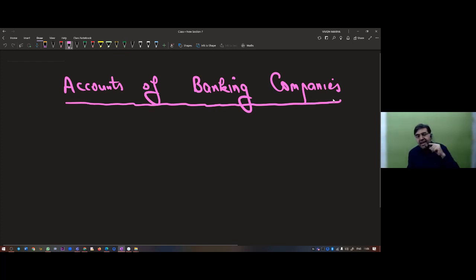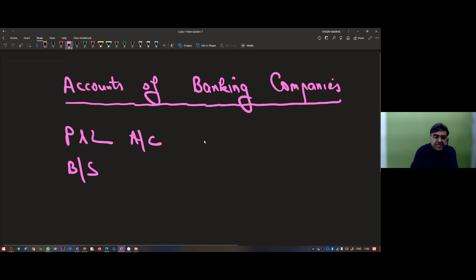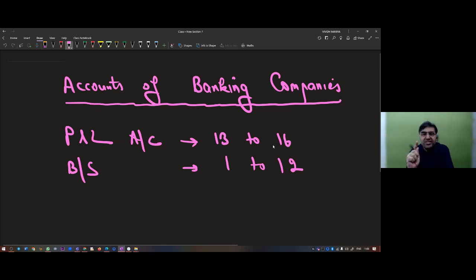Here we divide the P&L account and balance sheet into schedules. The balance sheet is schedule 1 to 12. The P&L account is schedule 13 to 16. Whatever I will teach, you have to revise it. P&L account 13 to 16, balance sheet 1 to 12.